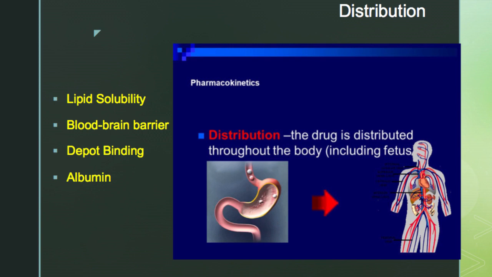Albumin is a protein found in the blood, and that serves as a transport of sorts for free fatty acids that can bind with some lipid-soluble drugs.